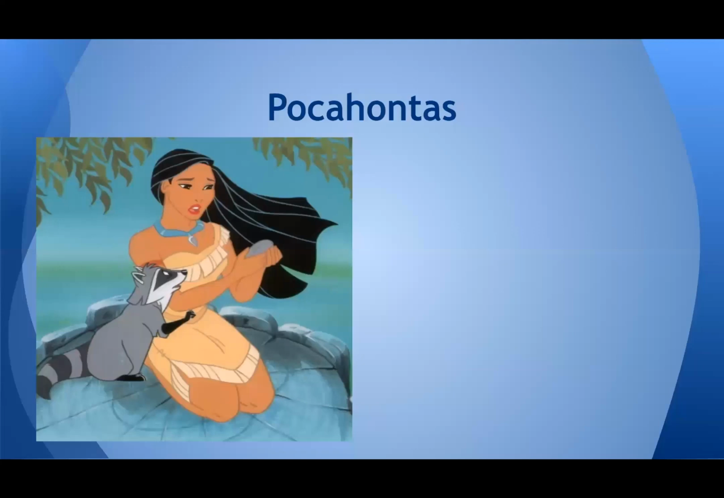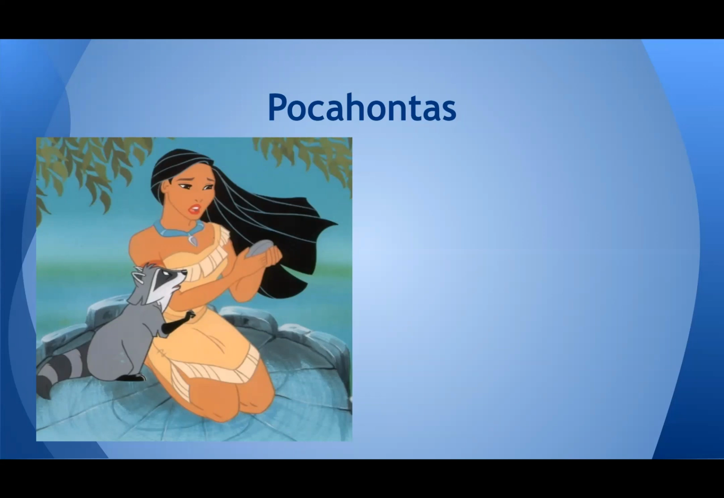So again, Pocahontas was the daughter of Powhatan. Very famous. You probably have seen the Disney movie. She does not marry John Smith. Pocahontas actually marries John Rolfe. John Rolfe is the guy who brought the tobacco seeds to Jamestown, and Pocahontas ends up marrying him, and she will go back to England on a trip with him.